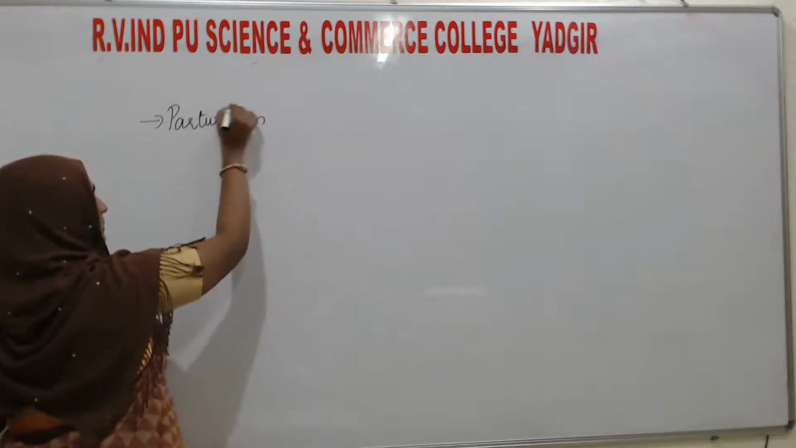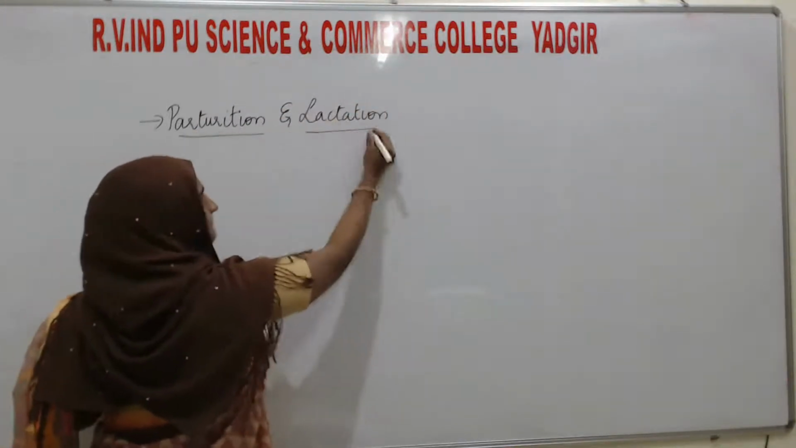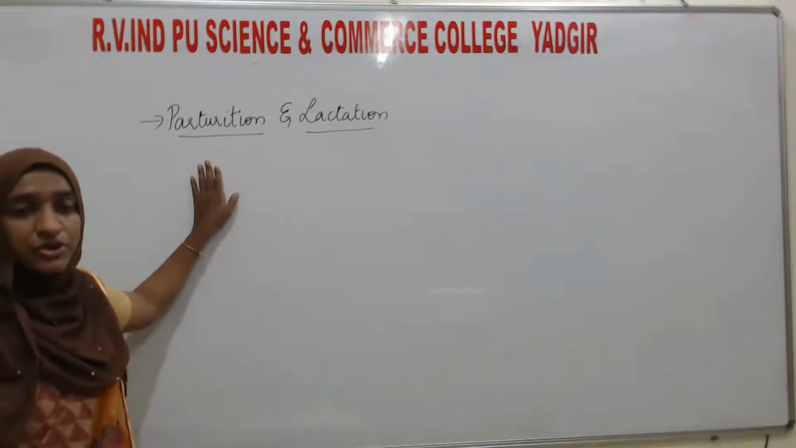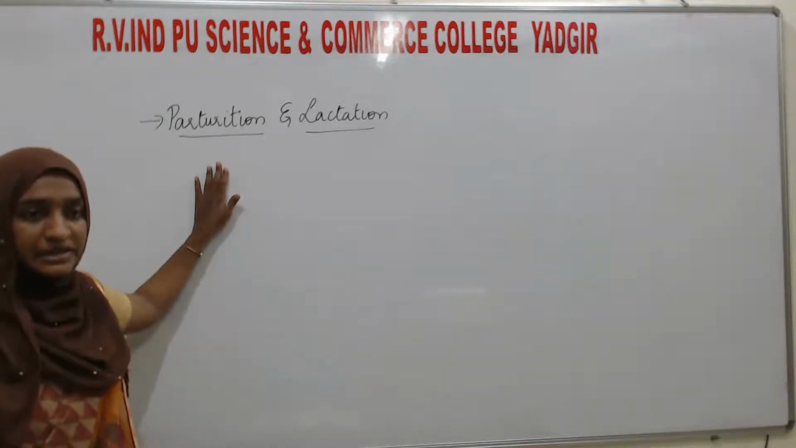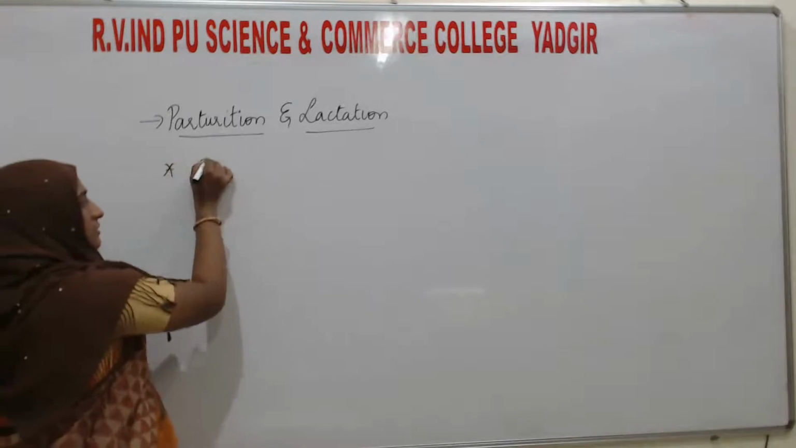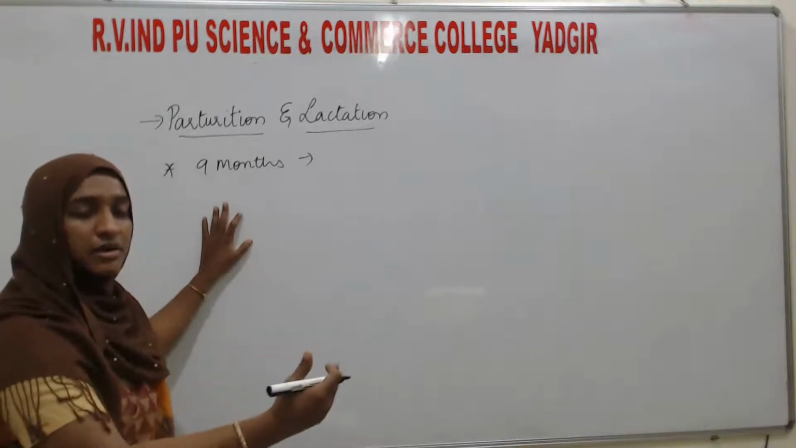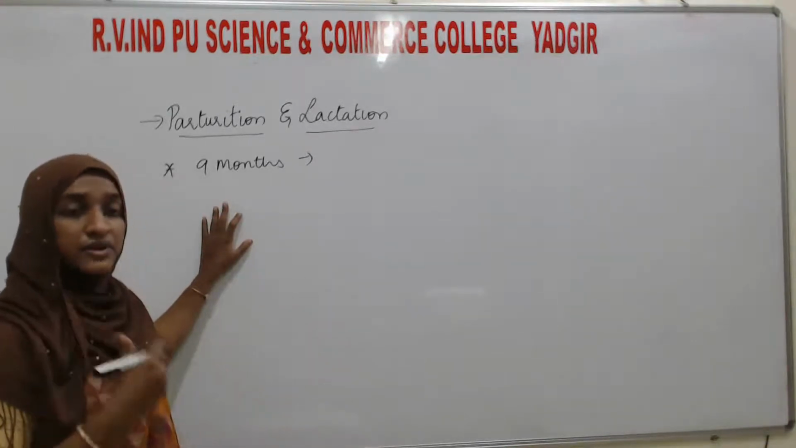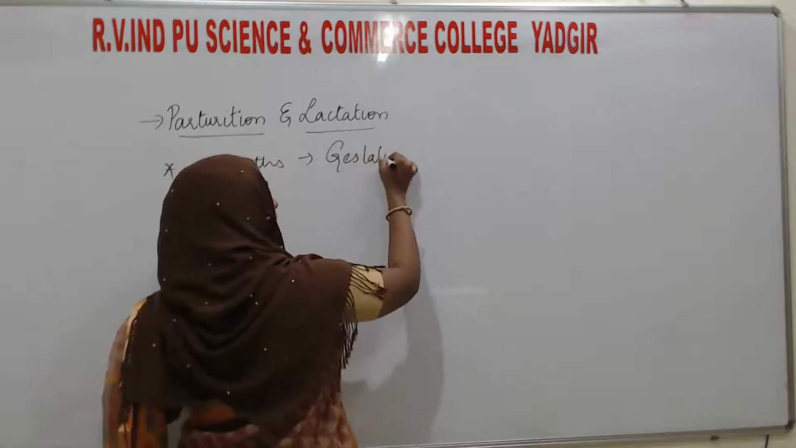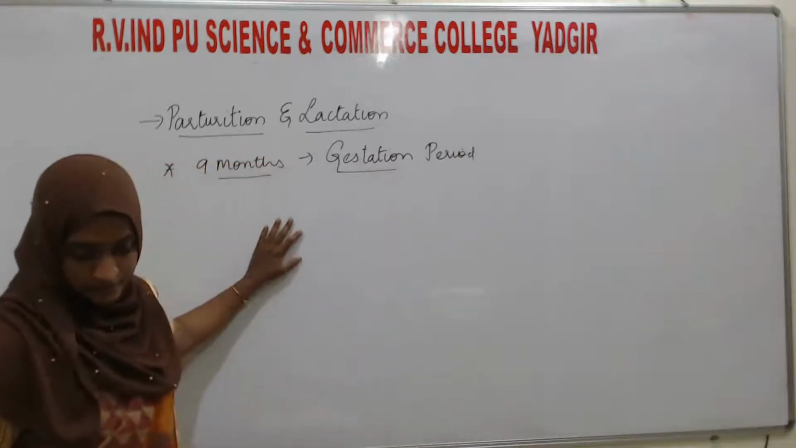Parturition and lactation. First, we will see what we mean by parturition. As I told you, the average duration of human pregnancy is 9 months, and those 9 months we can call the gestation period. From the first month to the 9th month, whatever fetal development takes place, that period of pregnancy we call the gestation period.